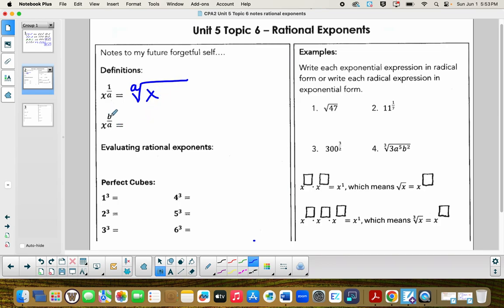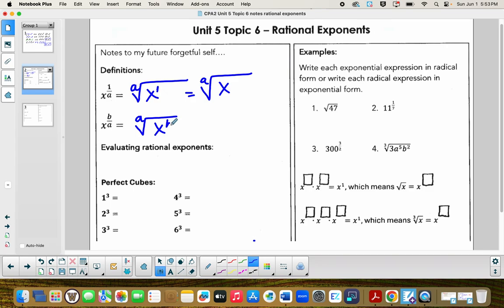Okay, now this one is a little different because it has a b on top instead of the 1. So this is essentially x to the first power, but we don't have to write a 1 there when something's to the first power. It's just kind of understood. So when there is something else there, that is the eighth root of x, but then that has to be brought to the b power.